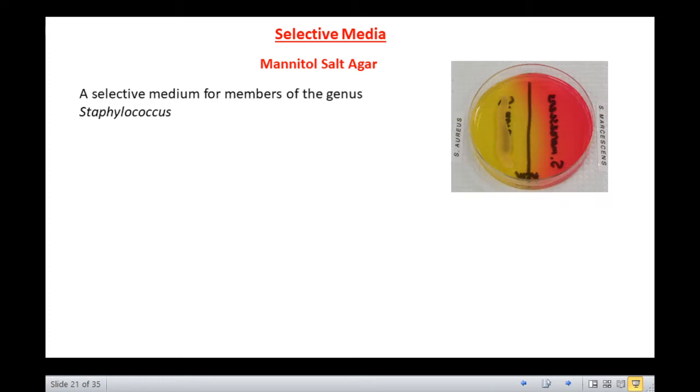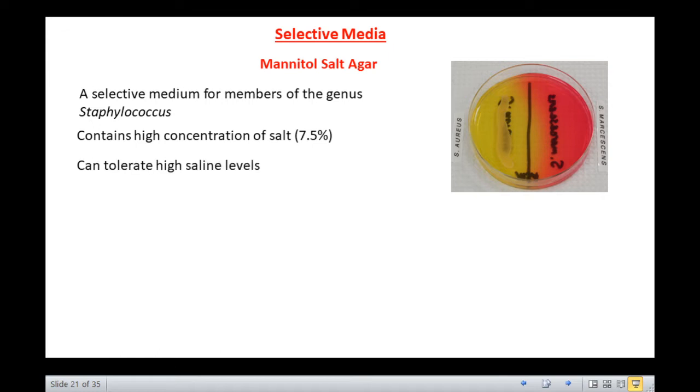The next example of selective media is mannitol salt agar. It is a selective medium for members of the genus Staphylococcus. The medium contains a high concentration of salt and Staphylococcus can tolerate high saline levels. Organisms from other genera may grow, but they typically grow very weakly. In the picture, we can see that Staphylococcus aureus grows on this medium, but Serratia marcescens, which cannot tolerate high salt concentrations, does not grow.